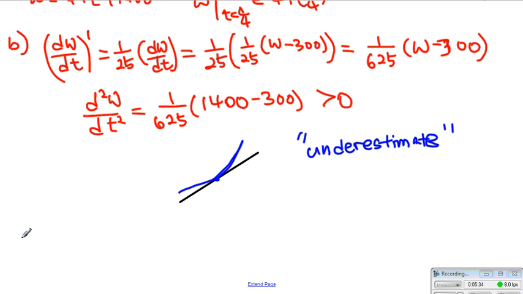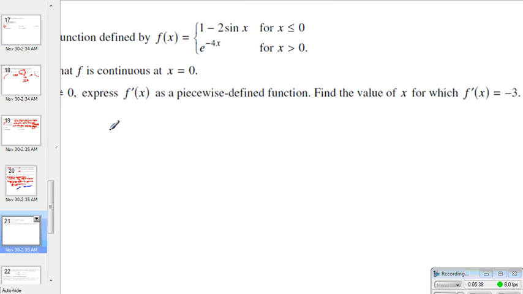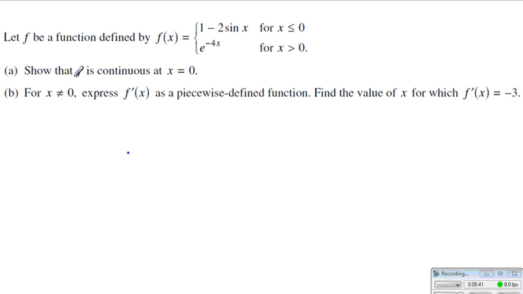All right, let us move on to the next question. I believe this is number 21. Here we have f is continuous. How are we going to show that f is continuous? That means f of 0 must be equal to the limit of f of x as x approaches 0, and these also have to be equal to each other.